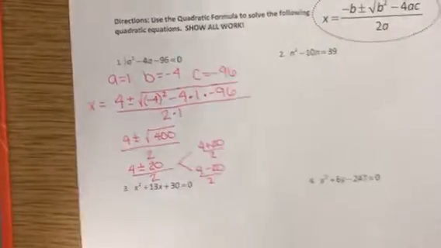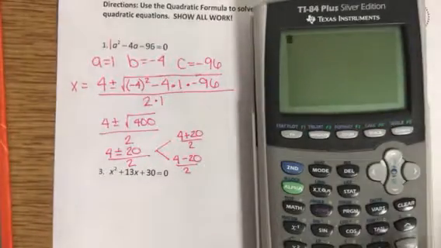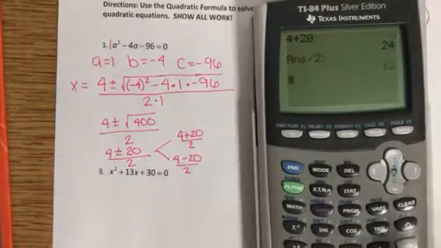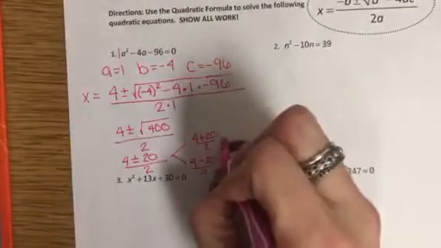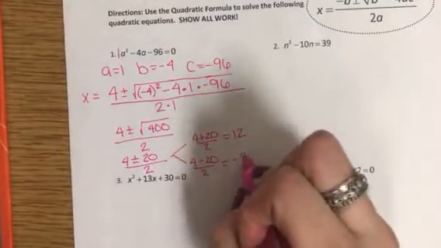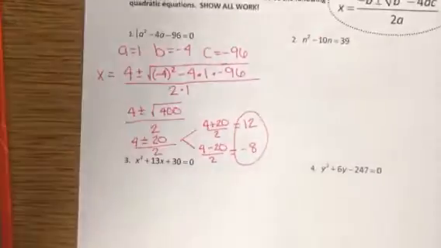So again, you can either do these by hand or use a calculator. But if you use a calculator, you have to actually put in 4 plus 20 equals and then divide it by 2. If you don't do that equals there, you're going to get the wrong answer. So this is going to be a -16 divided by 2 gives us a -8. So we get x equals 12 and -8.